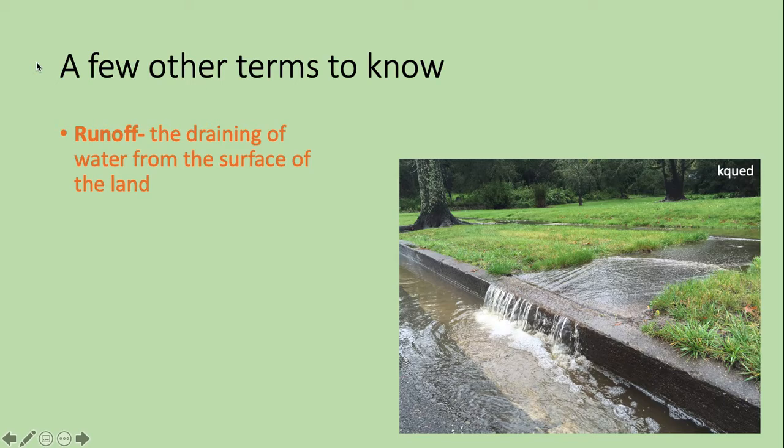Runoff. Runoff is the draining of water from the surface of the land. Usually when we think of runoff, we think of impermeable surfaces, a lateral motion of water along the surface that can happen on pavement, on streets, but it also happens when the ground is saturated.